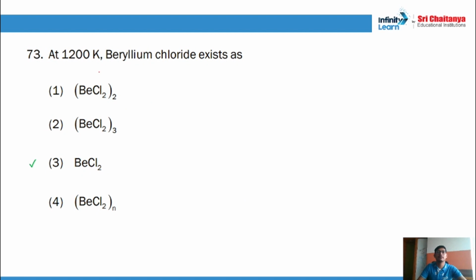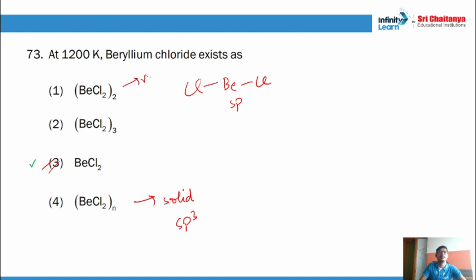At 1200 Kelvin, beryllium chloride exists as a monomer, right? Its hybridization is sp and it exists as a monomer. So this becomes the correct answer. This is in the solid phase, where the hybridization of beryllium is sp3, and this is in the vapor phase below 1200 Kelvin, where the hybridization of beryllium is sp2.